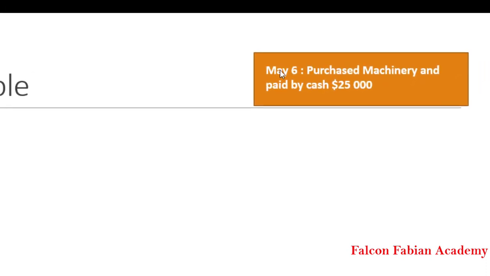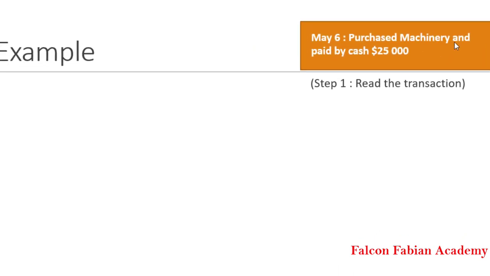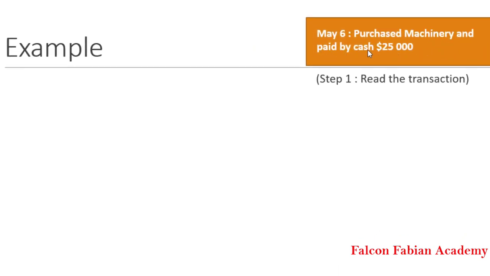Now let's take the transaction and apply the rule to it. The transaction is on May 6th, the business purchased machinery and paid by cash $25,000. So what was the first step? The first step was to read the transaction. And then once we've read the transaction, we need to identify the two accounts involved. What did we purchase? Machinery. So machinery is the first account. And how did we get this machinery? We paid by cash. So cash becomes our second account. So identifying the two accounts was the second step.